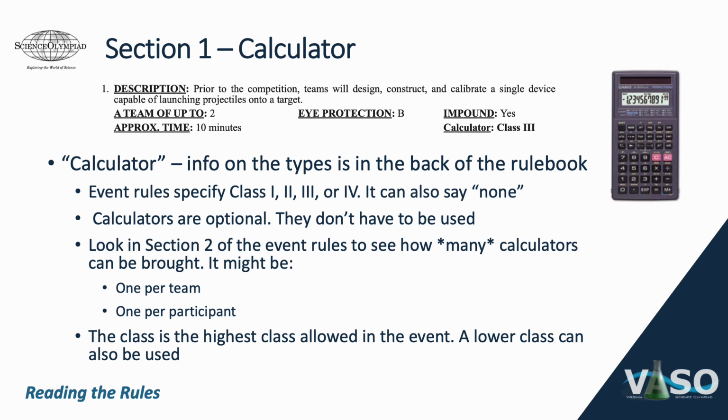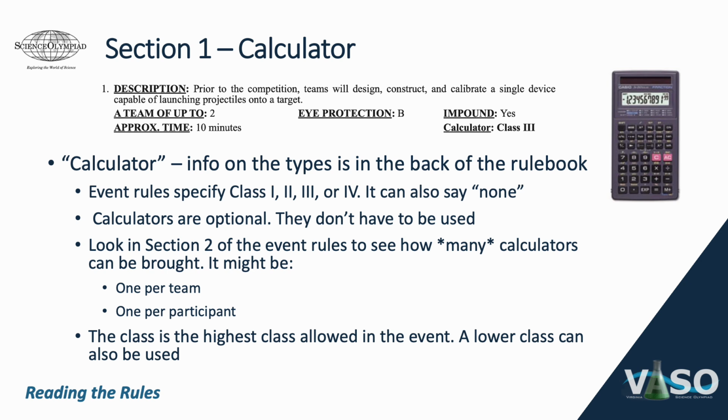Final thing in Section 1 is the calculator. Again, for calculator, there's also info on the types in the back of the rule book. And the event rules will specify class 1, 2, 3, or 4. It can also say none. Now, calculators are optional. They don't have to be used. You'll look at Section 2 of the event rules, though, to see how many calculators can be brought, because it might be one per team, it might be one per participant, so you just need to check to see.